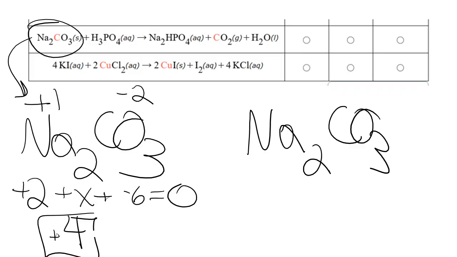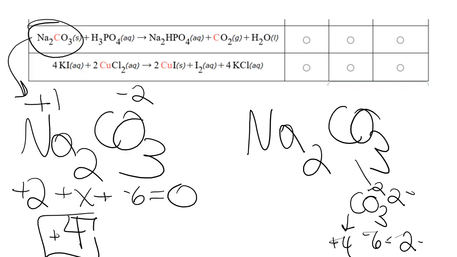Otherwise, we could break it down into the polyatomic, where oxygen is minus 2, that's a minus 6. That all equals 2 minus. So again, carbon has to be a plus 4. So neither oxidation nor reduction happens for this reaction. Then we have the copper chloride above.